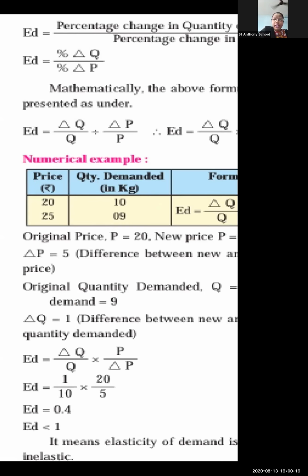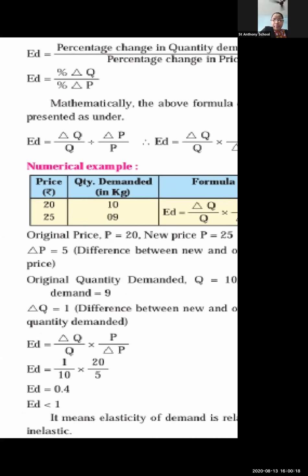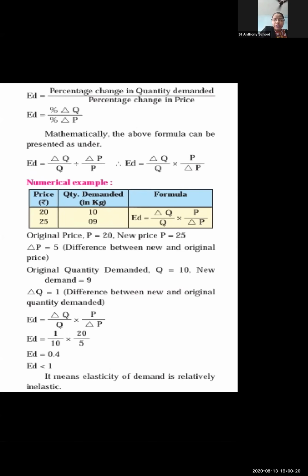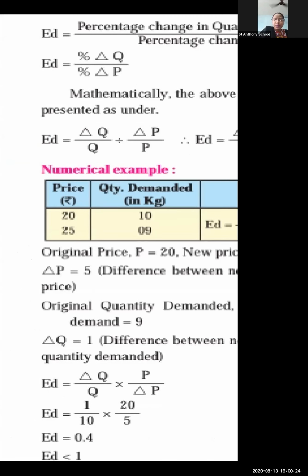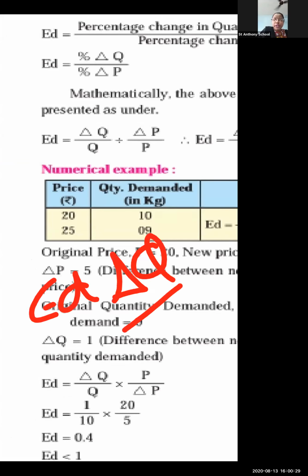Now you need to put these numerical values into the formula. Before that, you need to explain it as I did now. Then ED is equal to delta Q upon Q. So for delta Q, what will you do? Write over here 1 upon 10. Waiting for your response. 1 upon 10.